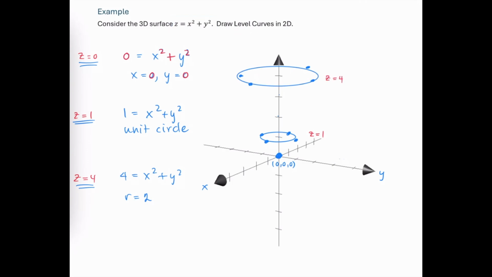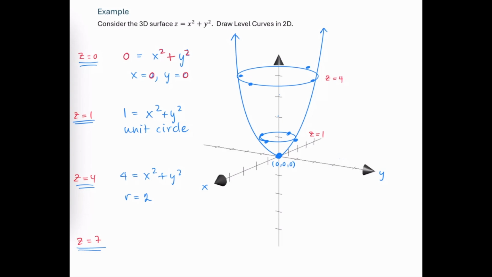Now we can already see what's happening here. This is a circular paraboloid. We're going to get parabolas if we were to slice it with a plane parallel to either the xz plane or the yz plane, and we get circles when we slice with constant z planes, or planes parallel to the xy plane. Let's grab one more trace curve at z equals 7.